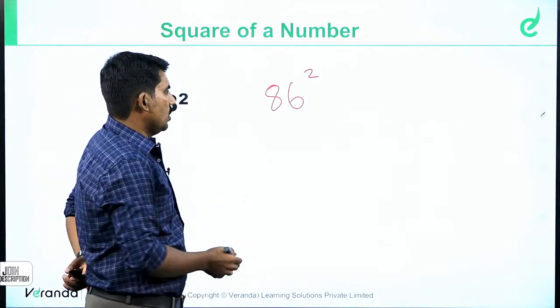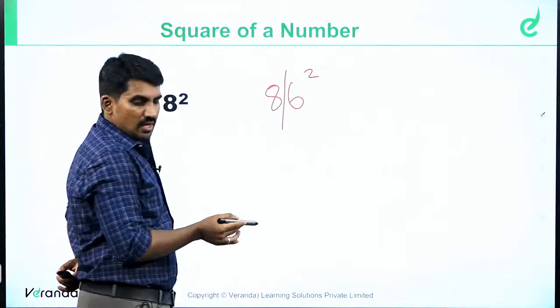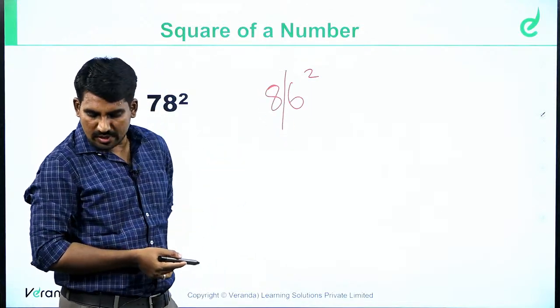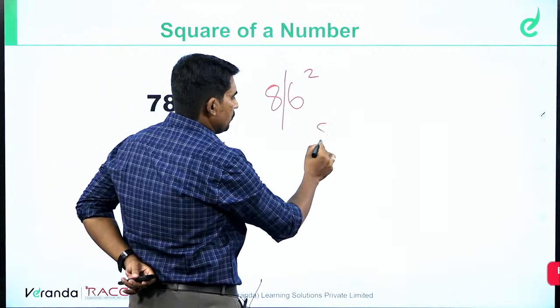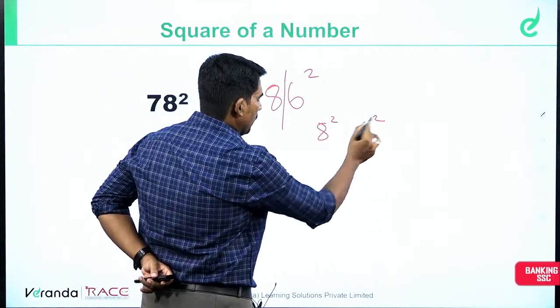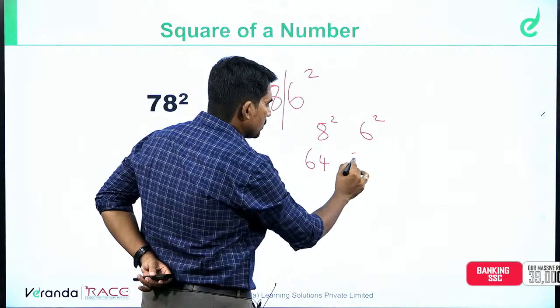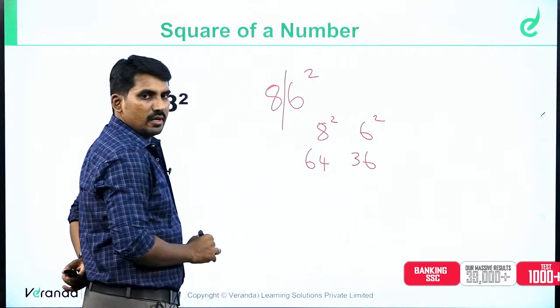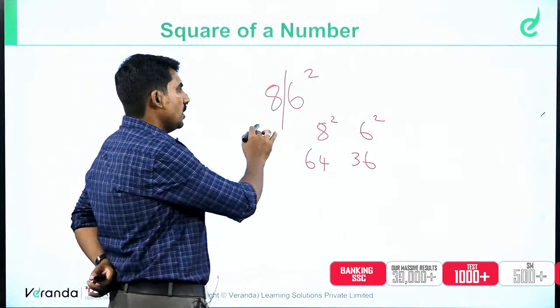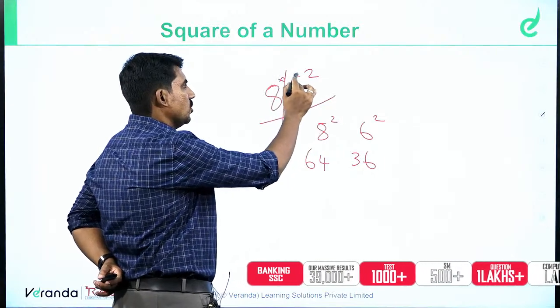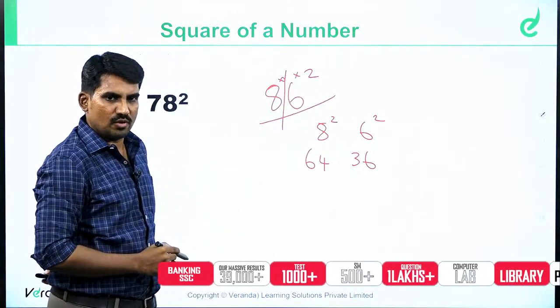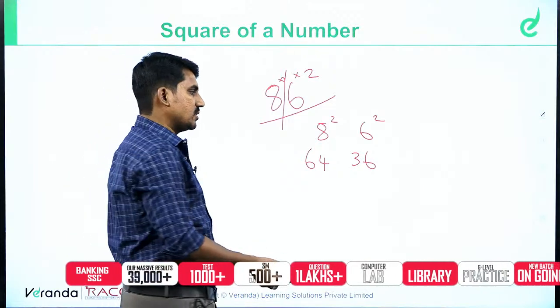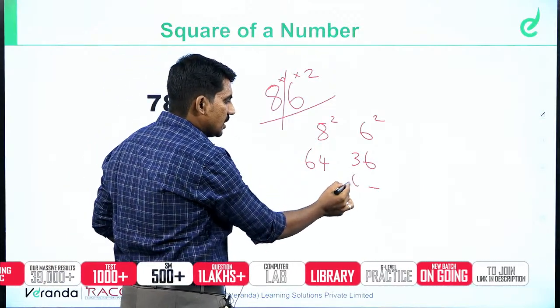What we can do? We can separate this number first. 8 separate, 6 separate, right? Now 8 square, first find out 8 square, then find out 6 square. 8 square is 64, 6 square is what? 36, right? Now next what we have to do? 8 into 6 into 2. 8 sixes are 48, 48 into 2 is what? 96. Now leave the last digit of 96.